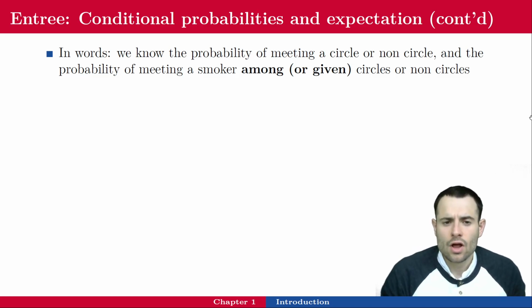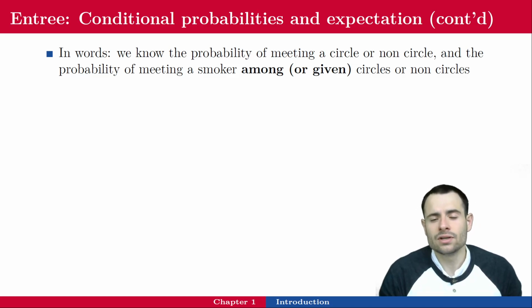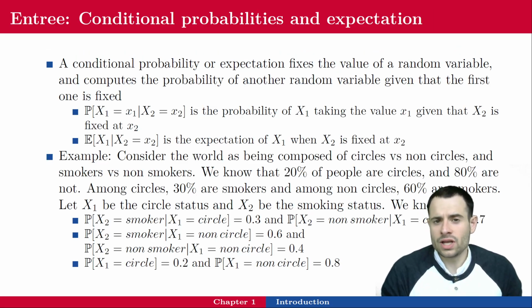So in words, we know the probability of meeting a circle or non-circle, and we know the probability of meeting a smoker given that we are looking at circles or that we are looking at non-circles. This whole thing is very wordy, so I really suggest you look at it again and again at home until you are confident in what each of these numbers mean.